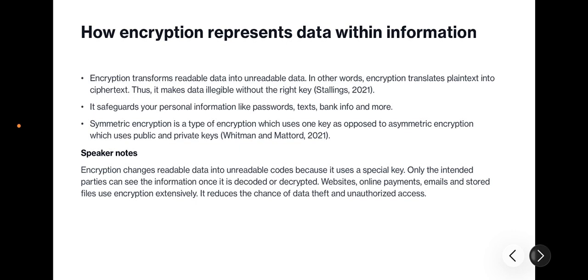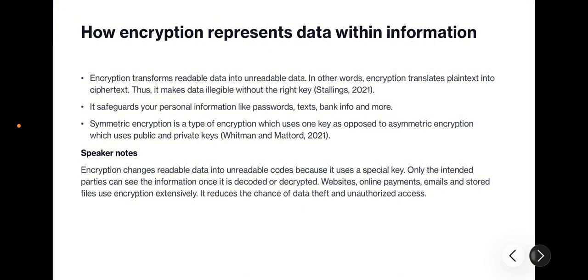How encryption represents data within the information. Encryption transforms readable data into unreadable data. In other words, encryption translates plain text into ciphertext. Thus, this makes data unreadable without the right key. It safeguards your personal information like passwords, text, bank info, and more.